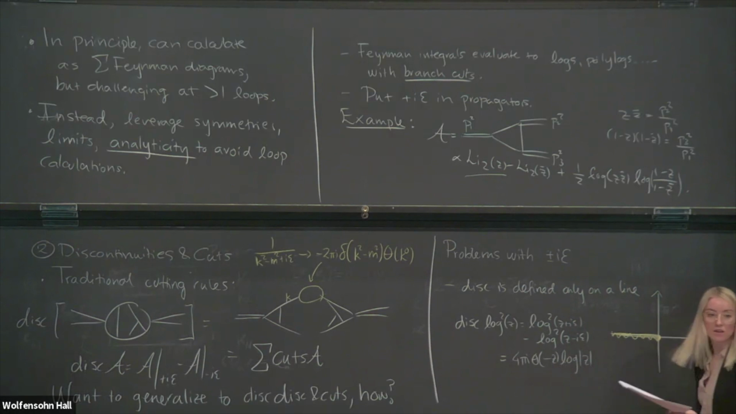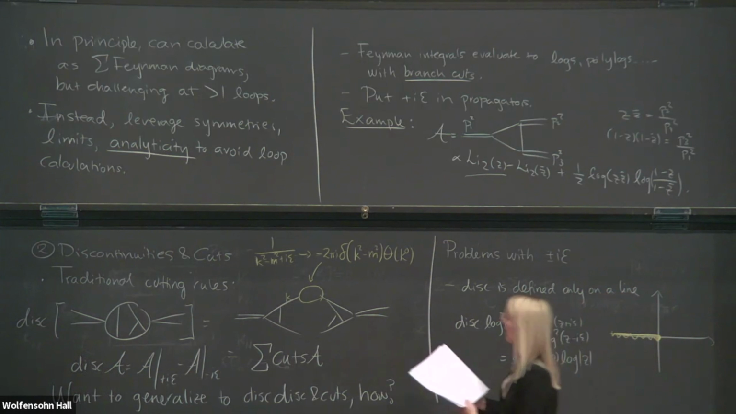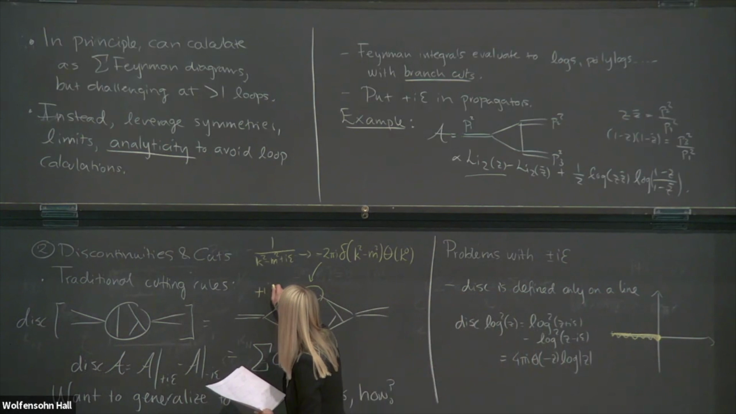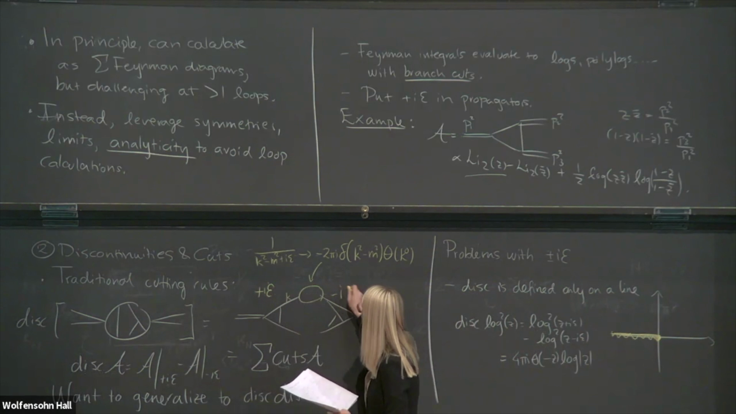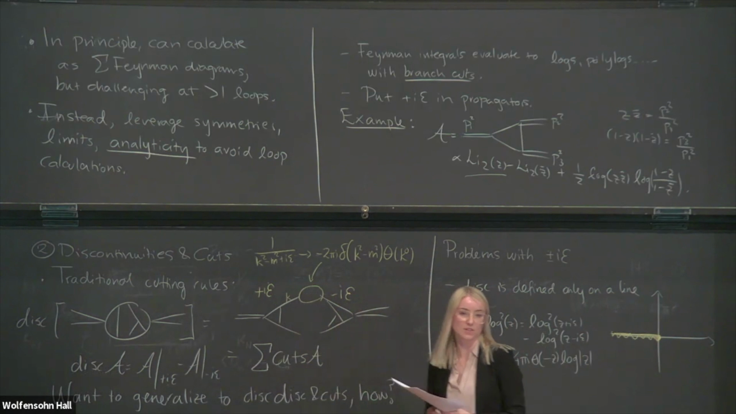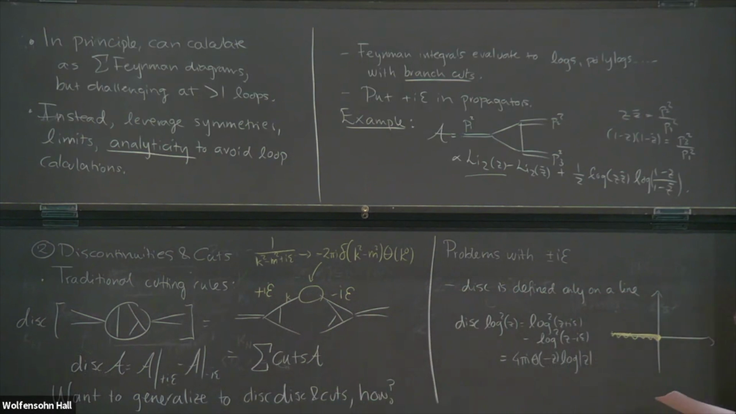Sorry, before that, can I ask for the usual cutting rules? What iε prescription do you have to use on the right-hand side? Because there might still be loops. Oh yeah, good. So there's plus iε on the left-hand side and minus iε on the right-hand side. Thanks.